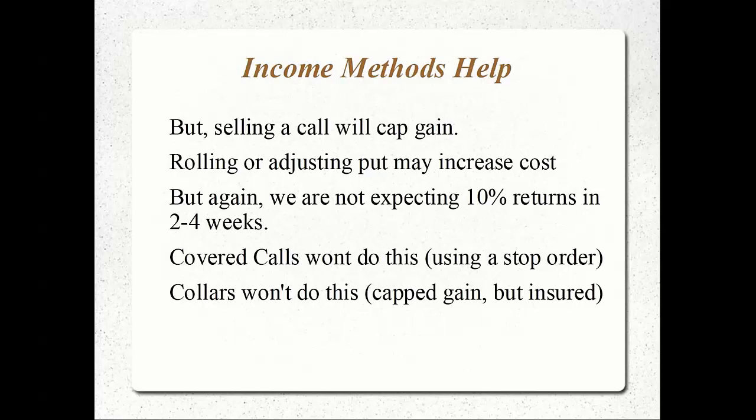But again, that doesn't mean that every married put on earnings is going to give you that gain. Sometimes the stocks will gain 2 or 3% for earnings or lose 2 or 3%. Covered calls alone naturally won't do this. You're talking about 10% per month.